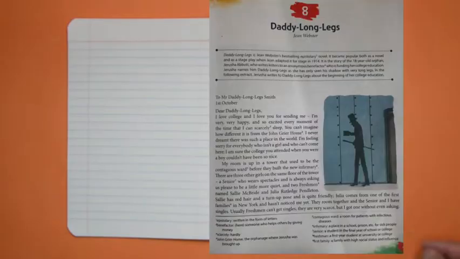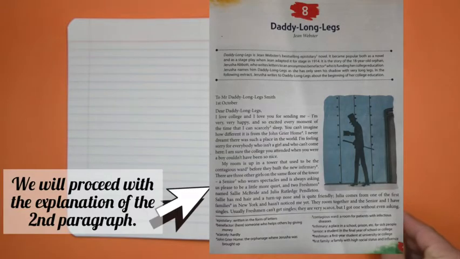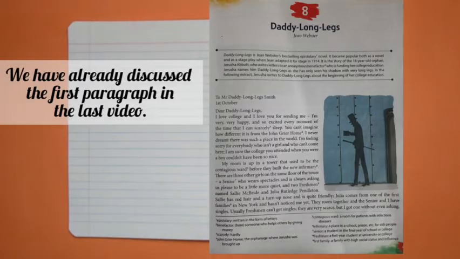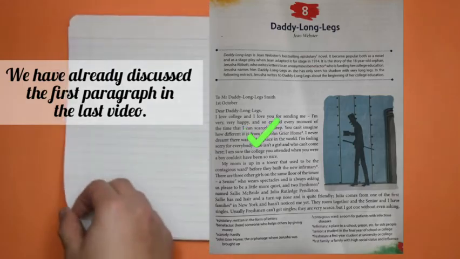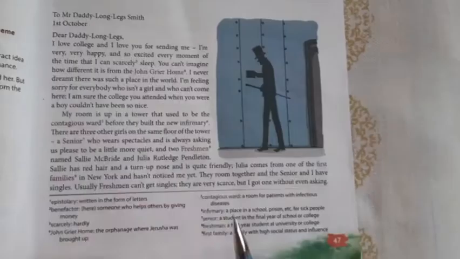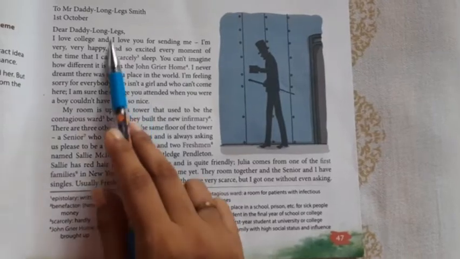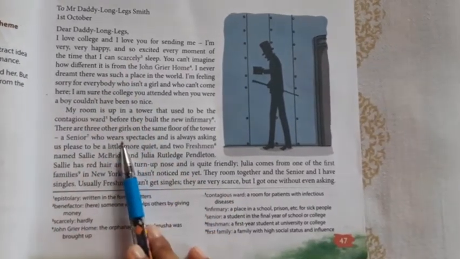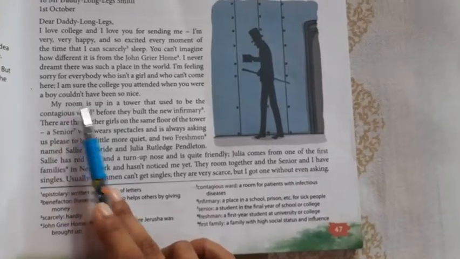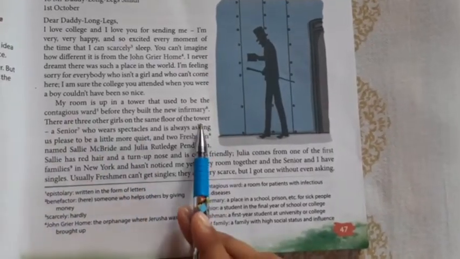So now we will proceed with the explanation of the second paragraph, because in the last class we have discussed the first paragraph of the letter that Jerusha wrote to her anonymous benefactor. Now we will start from the second paragraph. So Jerusha describes her room now, where she is living.